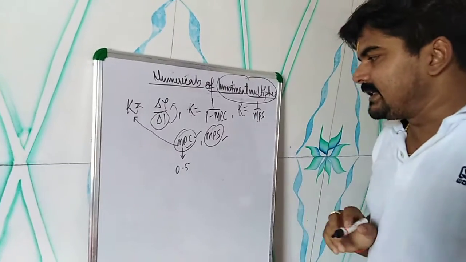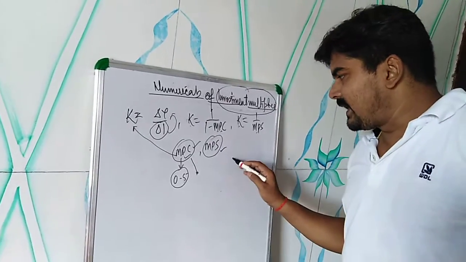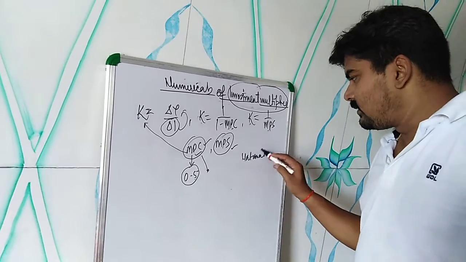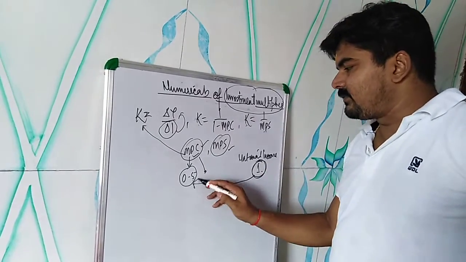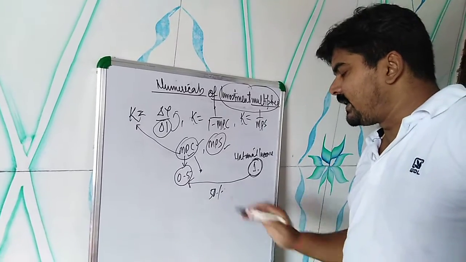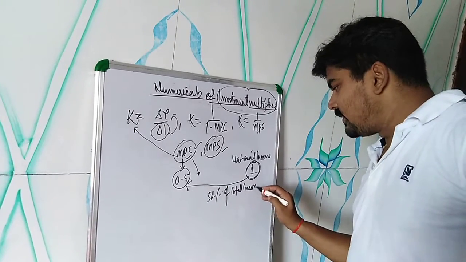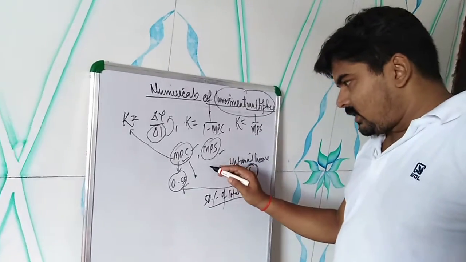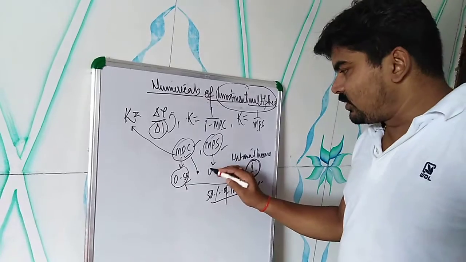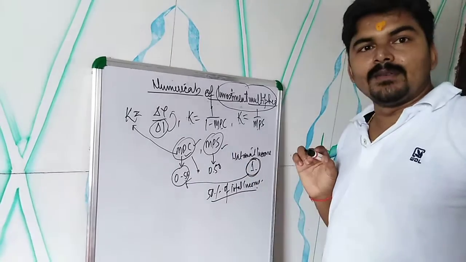So suppose MPC is given as 0.5. What is the meaning of this 0.5? Suppose the national income is denoted by 1. If our total national income is 1, and out of the total national income, 0.5 or 50% of the total income is being consumed, it means MPC would be 0.50. In other terms, we can say that 0.50 is the value of MPS, meaning marginal propensity to save.